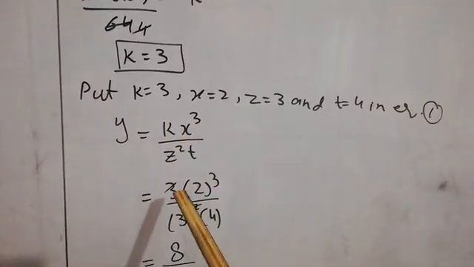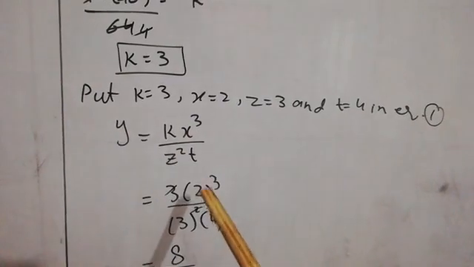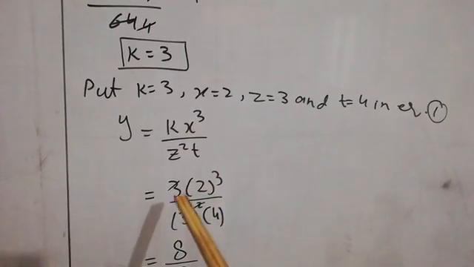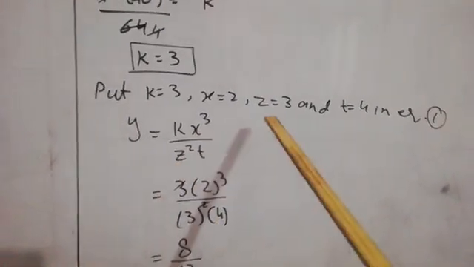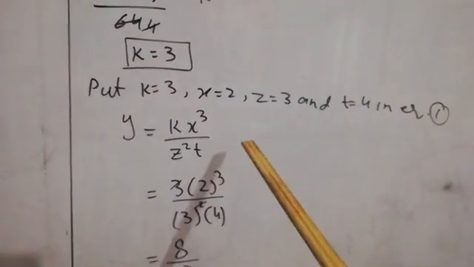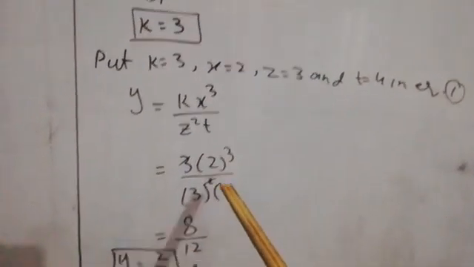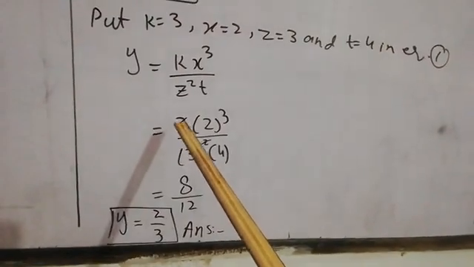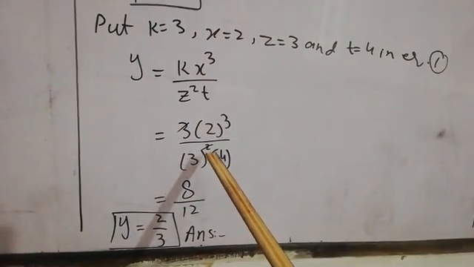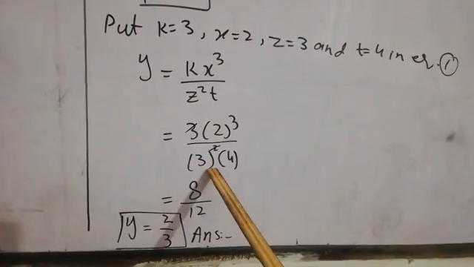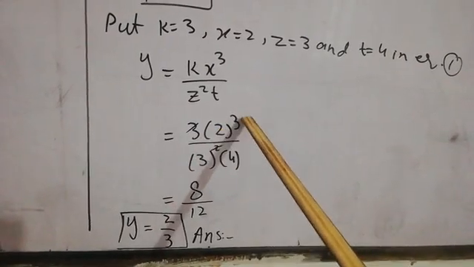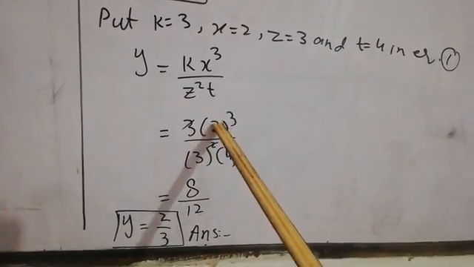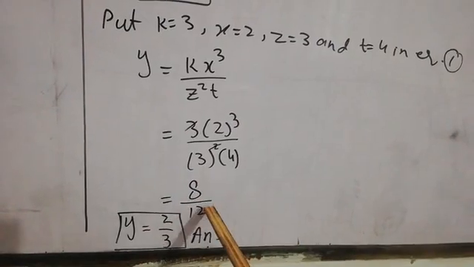Now put all the values in this equation. k equals 3, x equals 2, so 2 cube equals 8. z square equals 3 square, and the value of t is 4. This 3 will be cancelled by this 3. I mean, 3 square means 3 into 3, and 2 cube means 8.